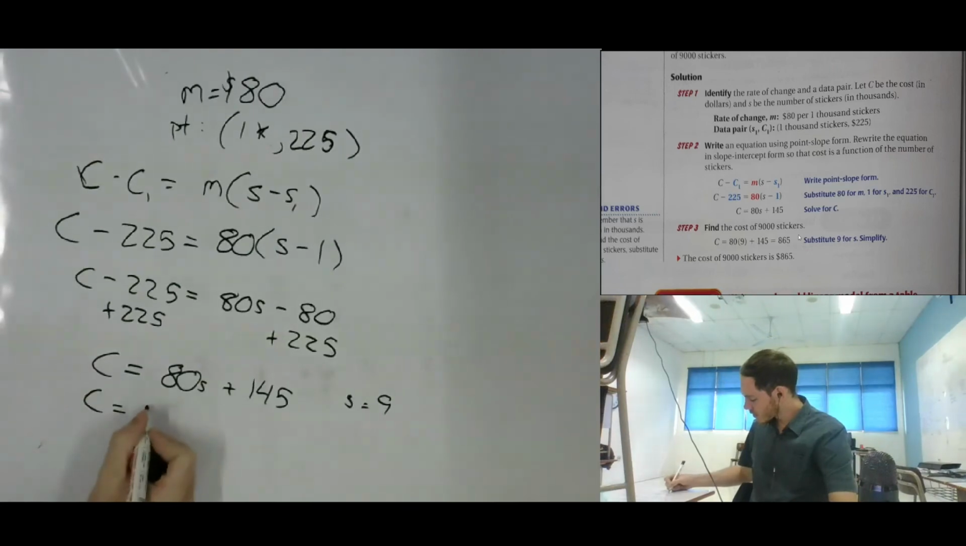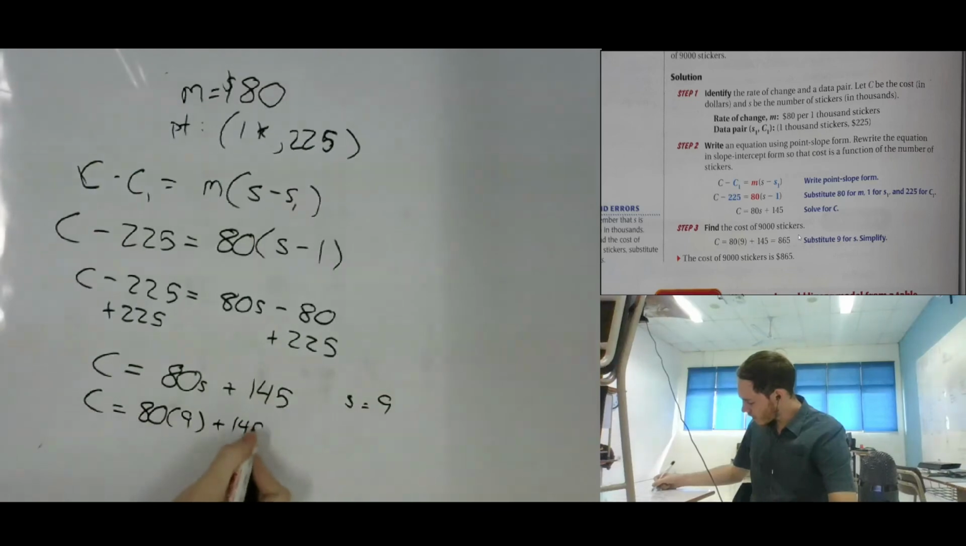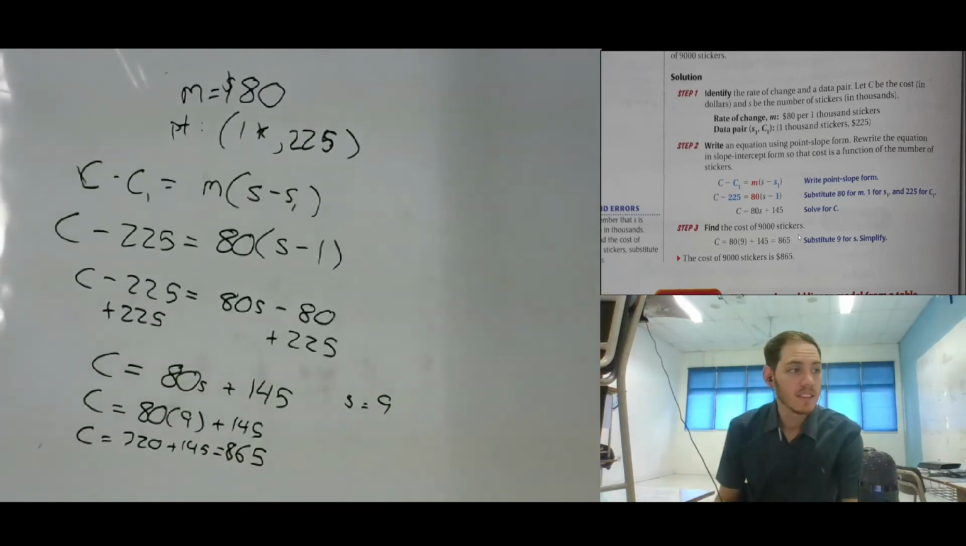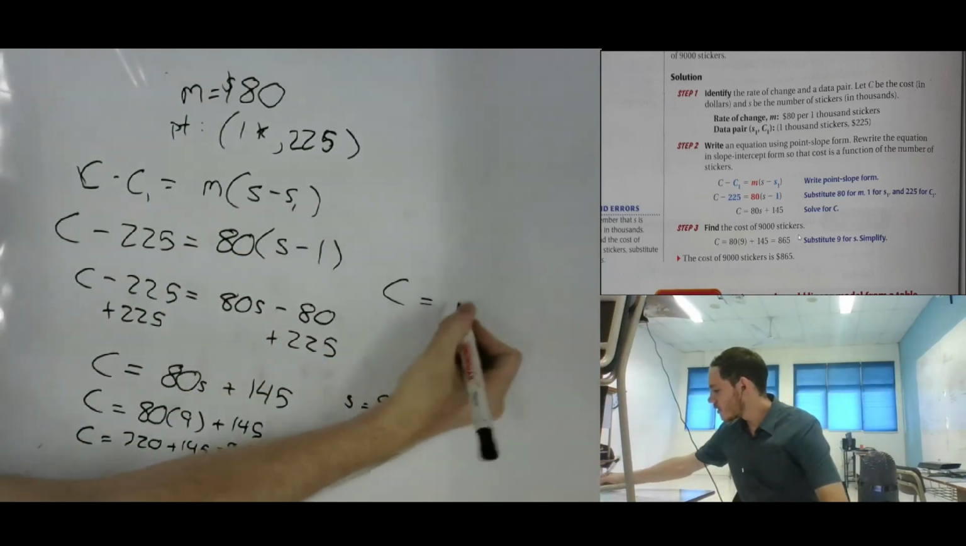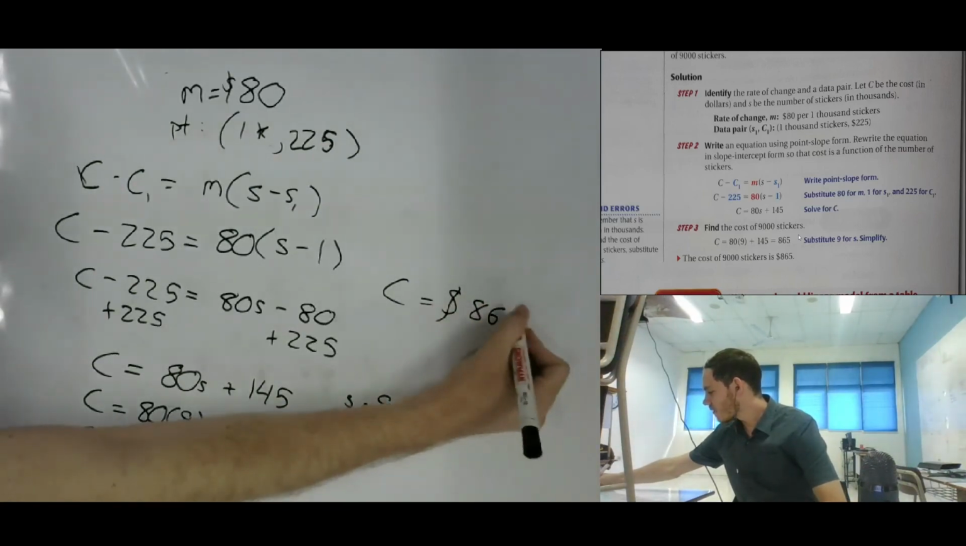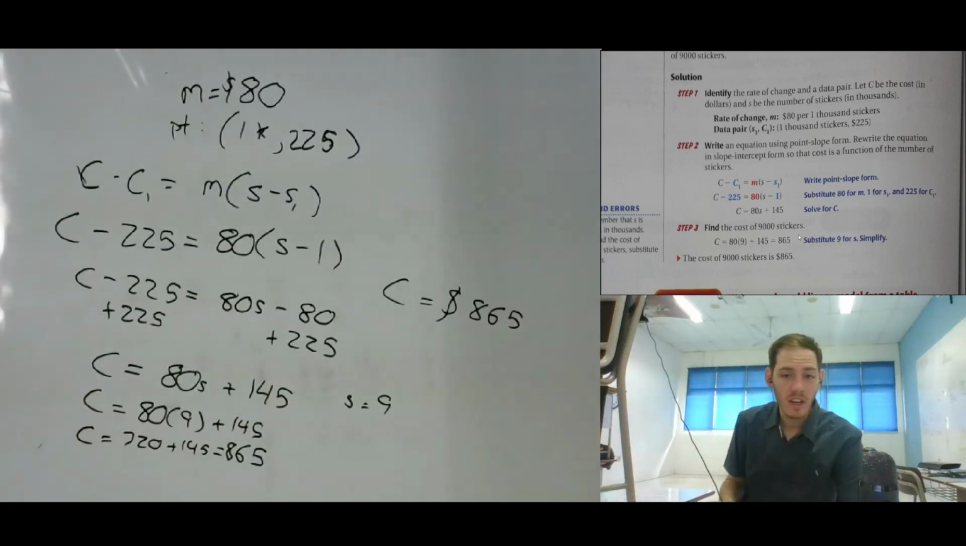So C equals 80 times 9 plus 145. So we get C equals 720 plus 145. That equals to 5, 6, so 865. And is that what the book came up with? Yes. So the answer is C equals 865 dollars. Okay? That is the answer for 5.3.